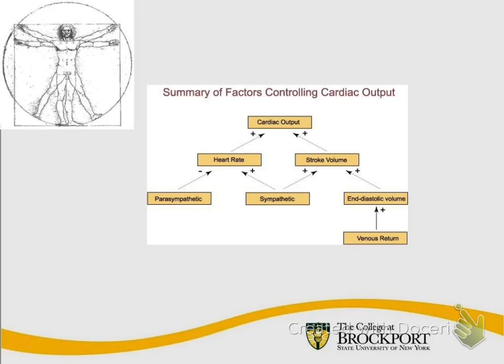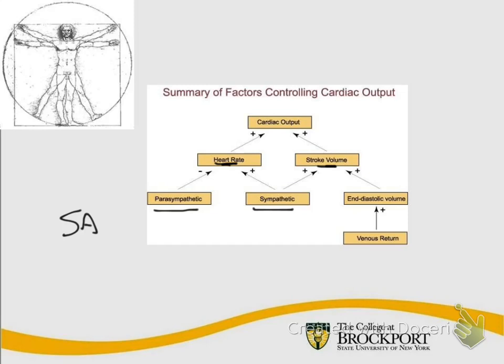We've talked about heart rate. We've also talked about stroke volume. You should remember that heart rate is primarily controlled by the SA node, and the SA node is influenced by the parasympathetic nervous system via acetylcholine, which has an inhibitory effect, and by the sympathetic nervous system, which through the neurotransmitter epinephrine can stimulate heart rate. So epinephrine can depolarize those cells in the SA node and increase heart rate.